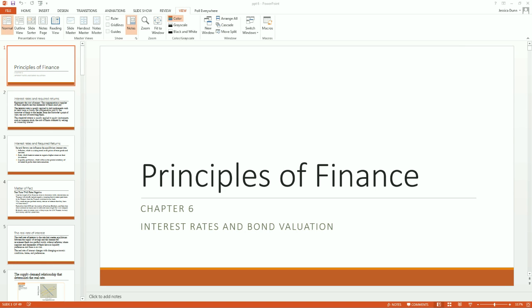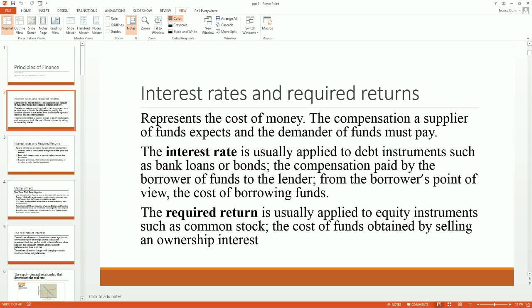This is Principles of Finance, Chapter 6. In this chapter, we're going to be talking about interest rates and bond valuations. Interest rates represent the cost of money. It's the money that you must pay someone who is supplying you with money. So you as the demander would pay this to your supplier, or the supplier would receive this from the demander.